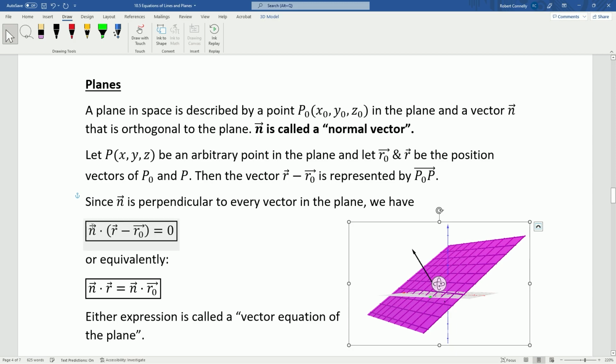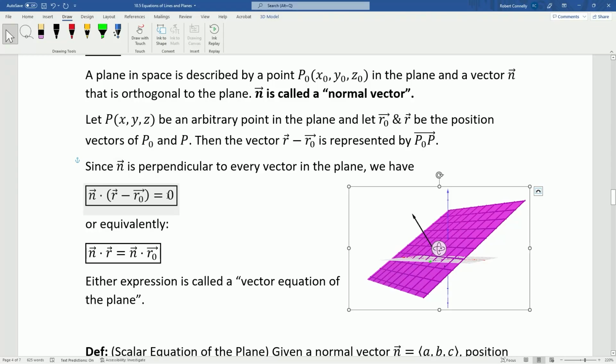So that means that their dot product has to be 0, right? We saw that in our section on the dot product. So if we know the dot product of those things is 0, that's going to let us set up an equation for our plane. Now, equivalently, you could express your vector equation for the plane as n dot r equals n dot r naught. But we're actually going to work mostly from this first one, n dot r minus r naught equals 0.